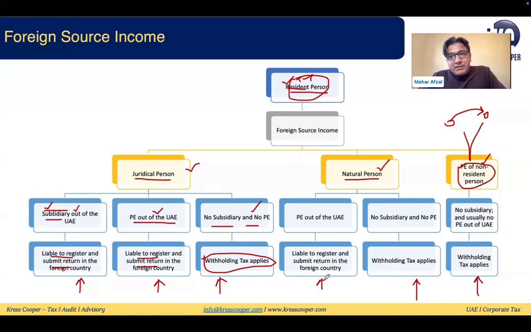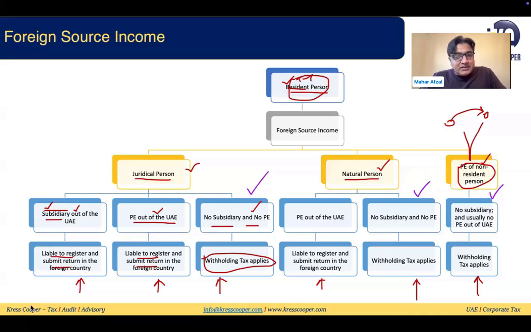So, based upon this slide, tax will be applicable here in most of the cases through withholding tax, in the foreign source. This means this juridical person, natural person, or PE of the non-resident person is generating income out of the UAE without setting up any company there, without any connection with a company there, without any PE there, and their tax is being withheld out of the UAE. And in most of the cases, there will not be any related expenses as well.